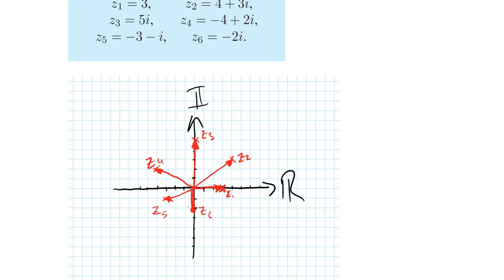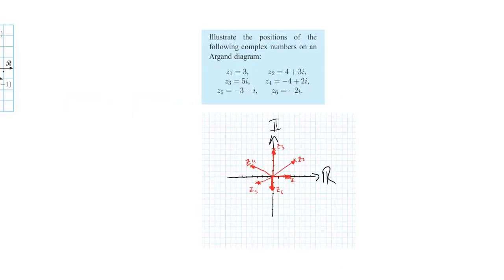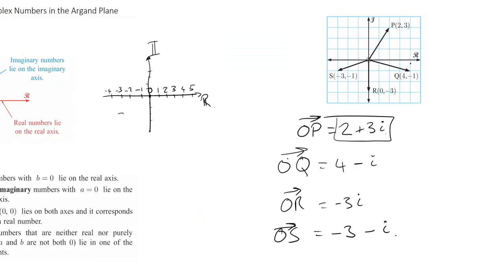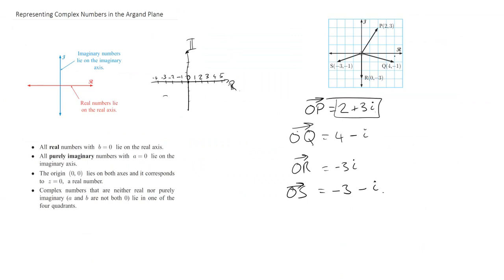Look, Z6. Okay, so hopefully this video has given you an understanding of the Argand plane and just made sure you understand how we can label particular vectors as complex numbers.